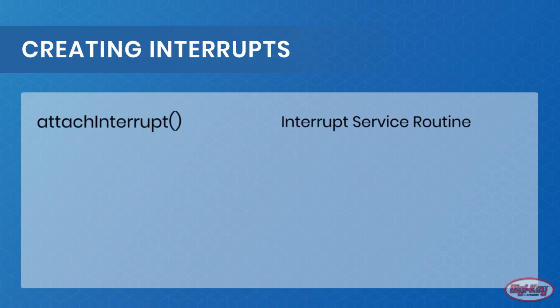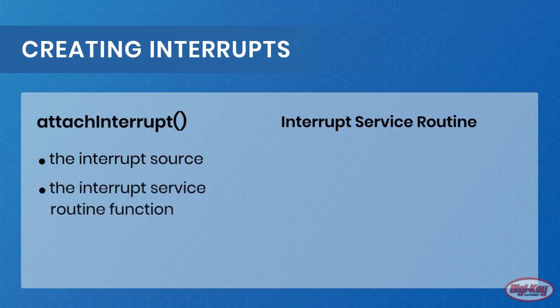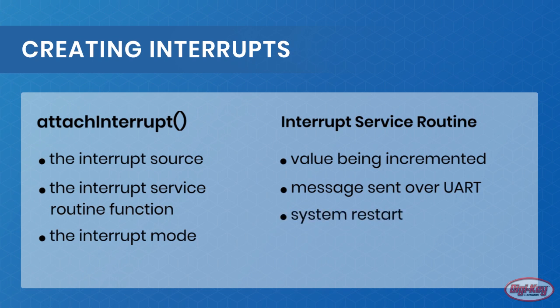Creating an interrupt requires two functions, the attach interrupt function and an interrupt service routine. The attach interrupt function takes three parameters: the interrupt source, the interrupt service routine function, and the interrupt mode. The interrupt service routine is nothing more than a simple user-defined function to handle the interrupt, which could include a value being incremented, a message sent over the UART, or even a system restart.